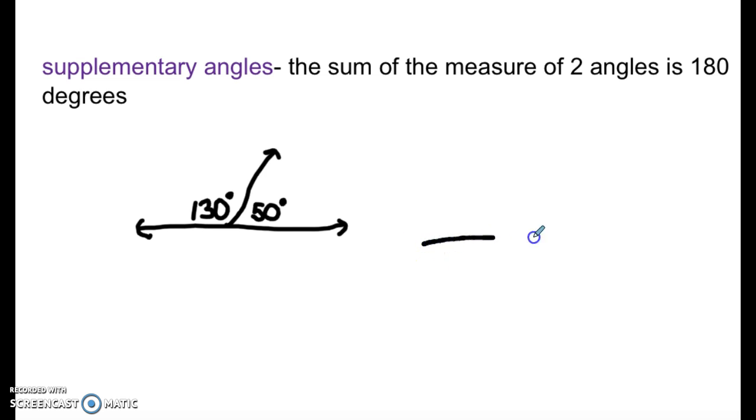And we can draw another picture for an example and say if this angle was 20 degrees, then the supplement would have to be 160 degrees. So take a moment and come up with another example of your own in your notes.